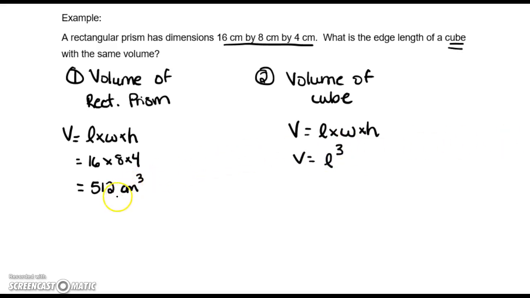So here, if we know that we have 512 as our volume is equal to L cubed, if we were to get our length by itself, we'd want to cube root each side. So essentially we're looking here for the cube root of 512, and that would give us our edge length of that cube. Now for this part here, we are not going to cheat.